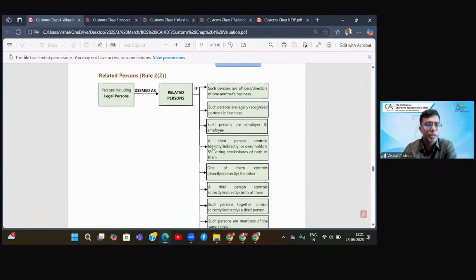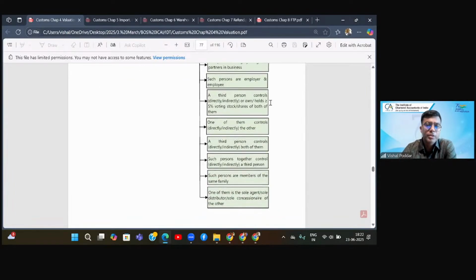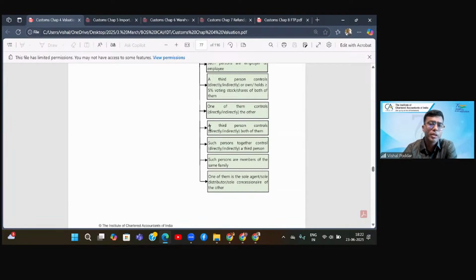Most important definition, related person. Now try to link it with the similar definition of GST law. There are many things which are similar. So first part, persons shall be deemed to be related if such persons are officers, directors of one another's business, they are partners, employer, employee. A third person controls directly or indirectly more than or equal to 5% of the voting shares. So mainly it is equity shares. One of them controls another. A third person controls both of them. Such persons together control a third person. Such persons are members of the same family.